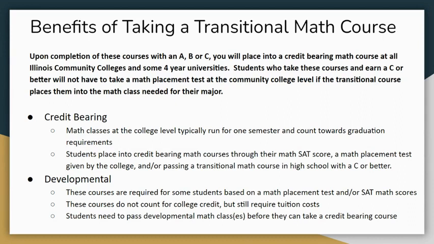If students are not placed into a credit-bearing math course, they go into a developmental math course. These courses are required for some students based upon a math placement test and/or their math SAT score. These courses do not count for college credit, but still require tuition costs. Students need to pass developmental math classes before they can take a credit-bearing math course in college.